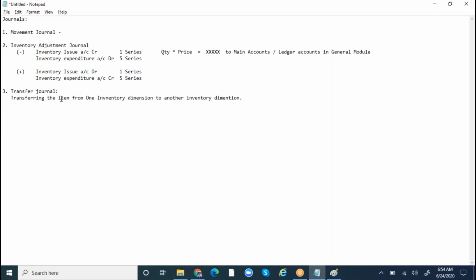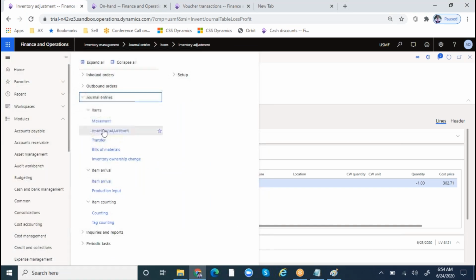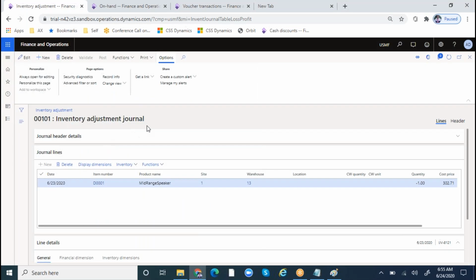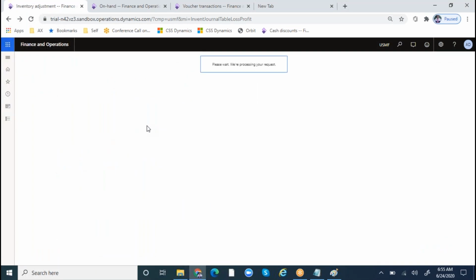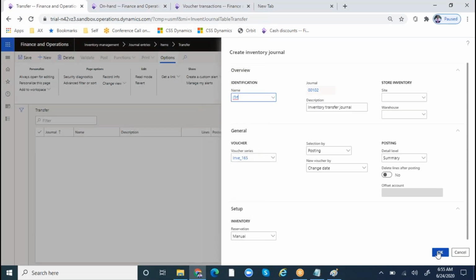Now, transfer journal. So the third one is transfer journal. What does this transfer journal mean? You can transfer from one inventory dimension to another inventory dimension. What does it mean? Let me show practically.